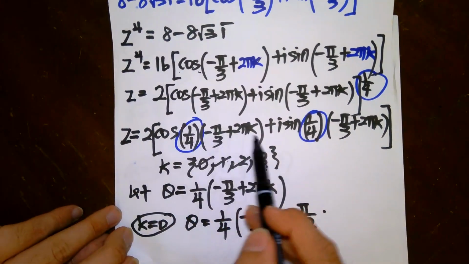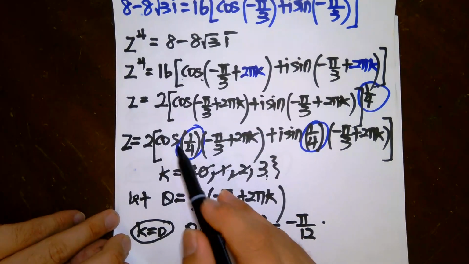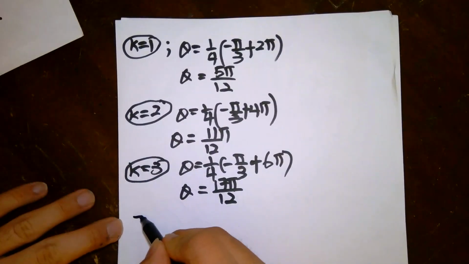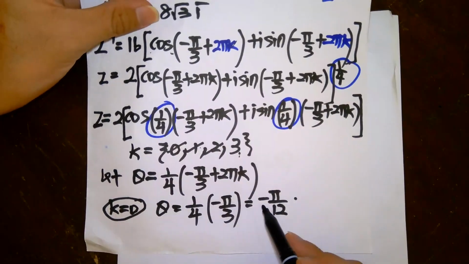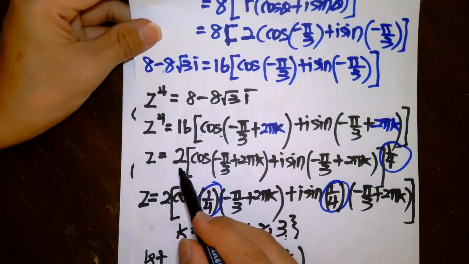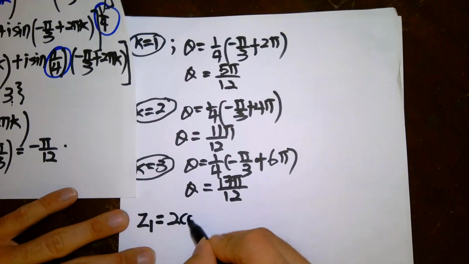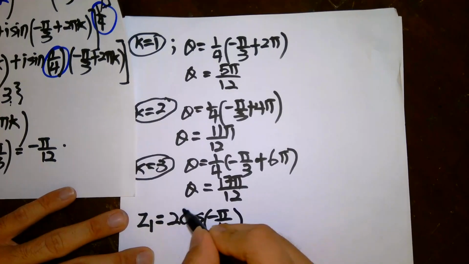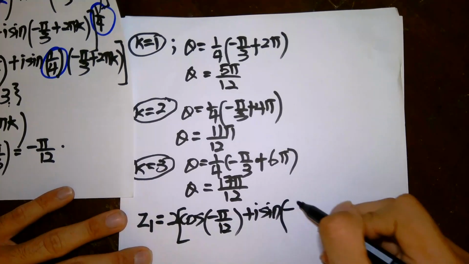Alright, 4 different roots for this complex number. So that means I just substitute the theta into this whole expression. So the first one, z1, will be when the theta is negative pi over 12. So as here you have modulus 2, cos negative pi over 12 plus I sine negative pi over 12.